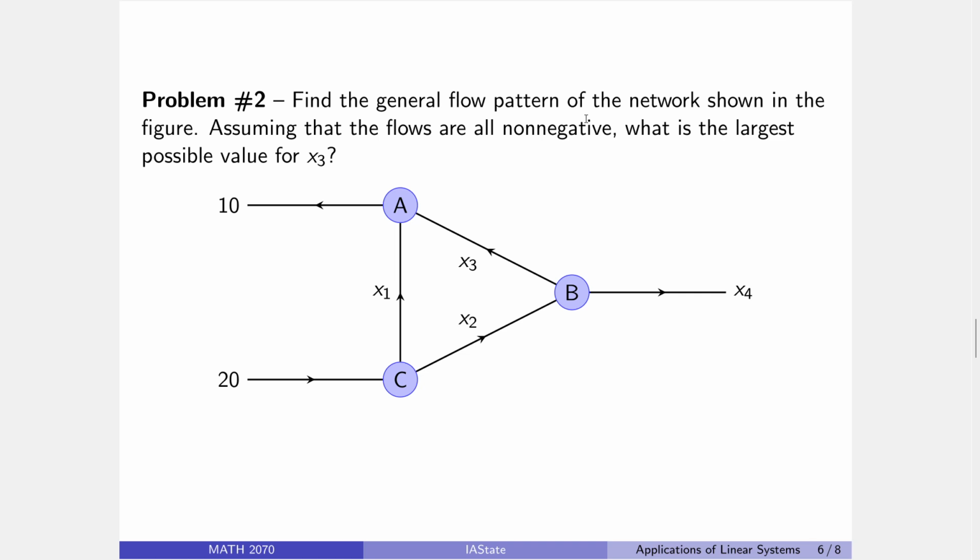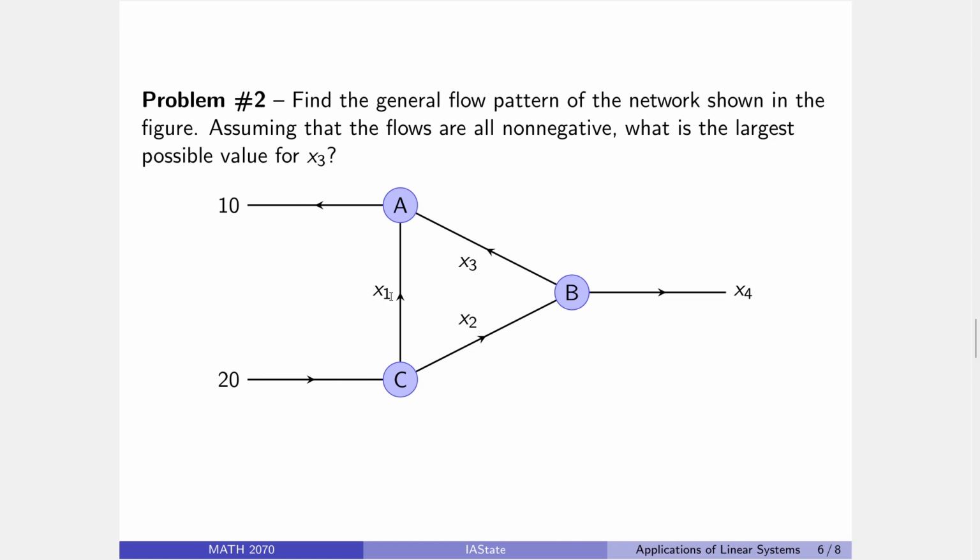Now, suppose that we want to do the following. So, the general flow pattern has been given to us, as we've verbally described. We can visually see it here. Now, assuming that all the flows are non-negative, what's the largest possible value of x3? Now, what we're going to assume here is that inflow and outflow need to be equal. So, in other words, at the node A, x1 and x3 together need to match the outflow, which is 10.